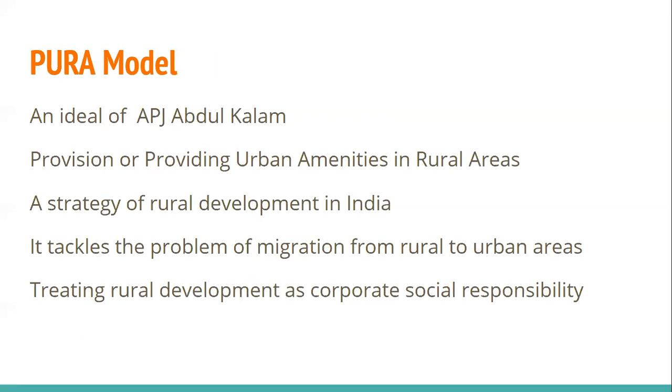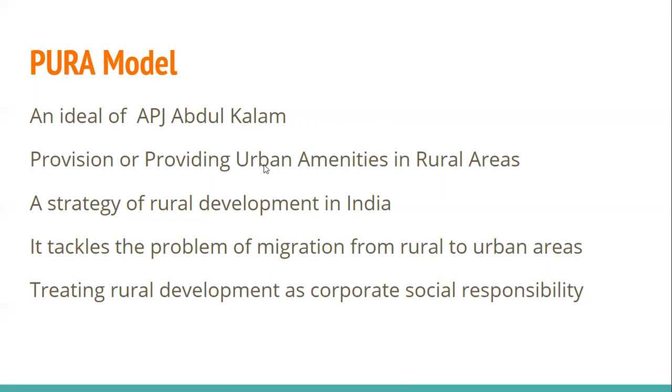The last one is the PURA model, providing urban amenities in rural areas. This model was actually the idea of Dr. APJ Abdul Kalam, the former president of India. This model attempts to stop the movement of people from rural areas to urban areas. Abdul Kalam argues that it is better to provide all urban amenities in rural areas so that rural people do not come to the urban areas in search of jobs. That's why the model itself is known as providing urban amenities in rural areas.